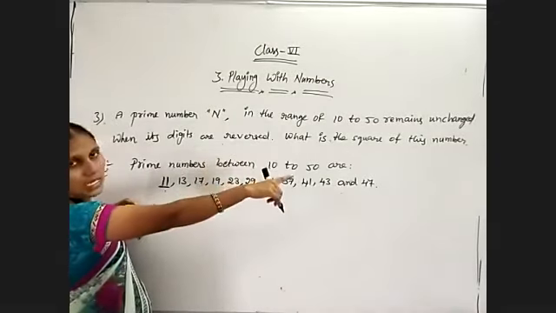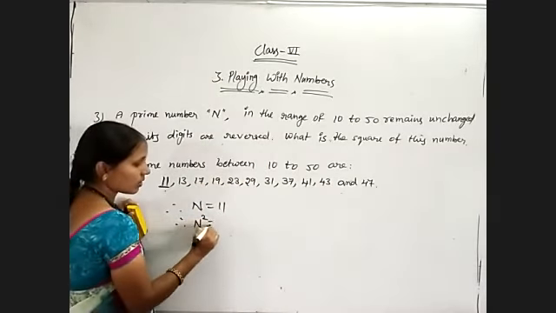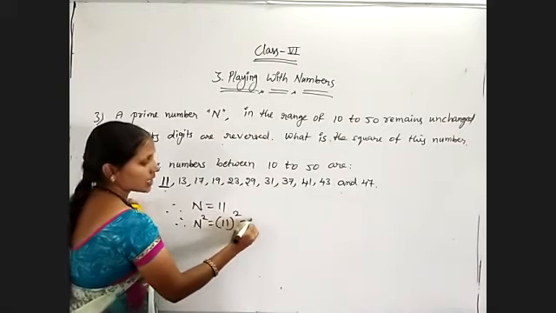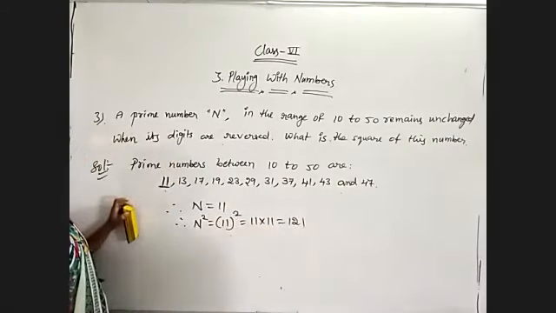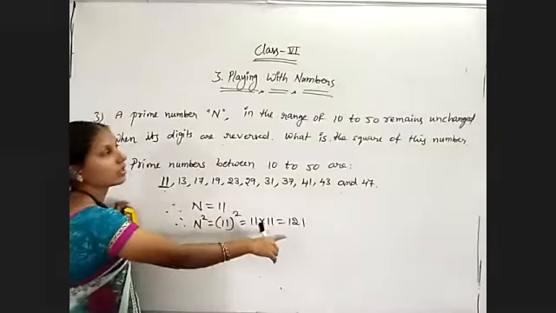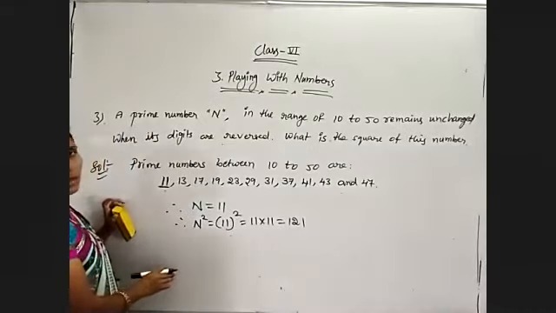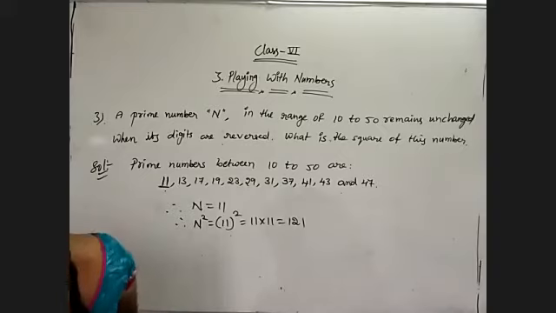But what is being asked? What is the square of this number? Therefore, n square is equal to 11 square. 11 square is nothing but 11 multiplied twice: 11 into 11, that is 121. Okay, I hope you understood this. Now coming to the next question.